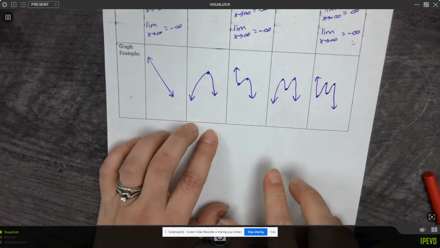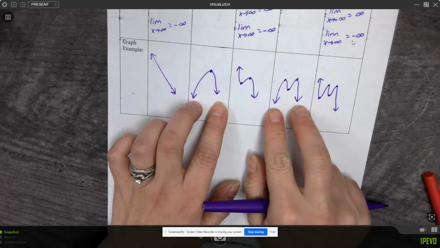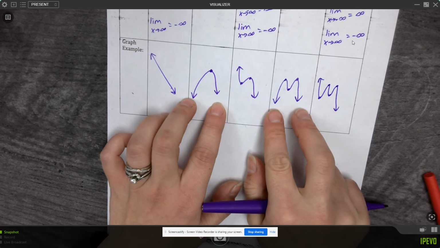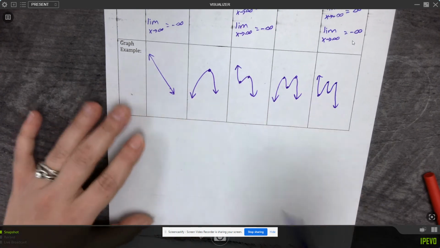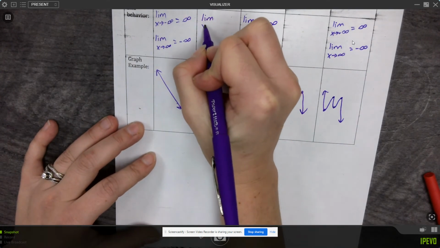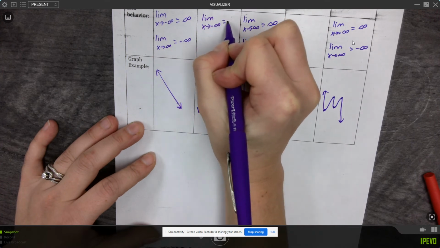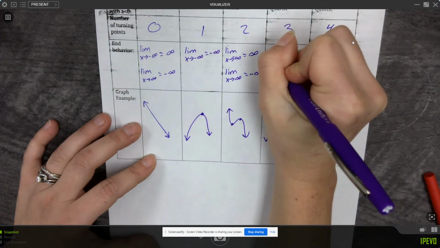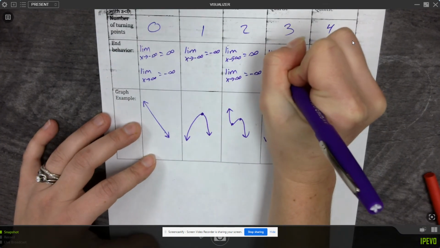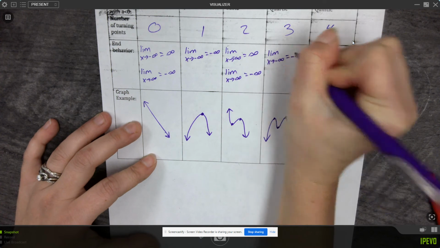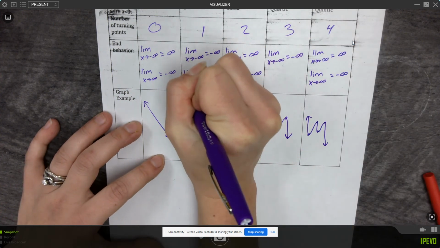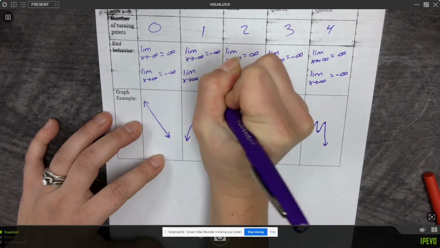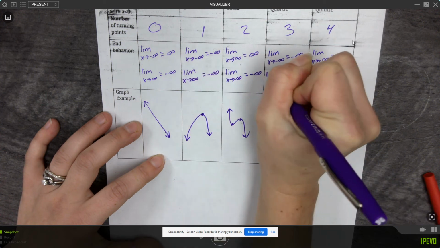And your quadratic and quartic still are going to have the same as you go left and right. But this time, instead of going up, they're both going down. So as you go left, you are going down. And as I go left, I'm going down. And as I go right, I'm also going down.